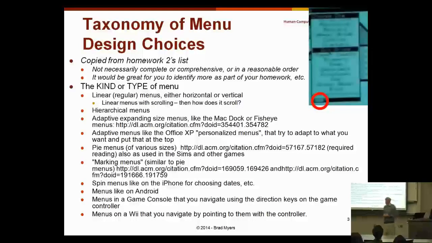Menus can be hierarchical, which means you pick an item and then you get to pick another item in a submenu. Adaptive size, adaptive menus. Pie menus are where the items are in a circle instead of in a linear list. On the iPhone, we have spin menus where you can flick them and they spin, and that's a different way of selecting things. I'm not sure what Android does for menus, so somebody can hopefully add those. And then we're also including menus in game consoles. So how are those done? With arrow keys and clicking and stuff like that.